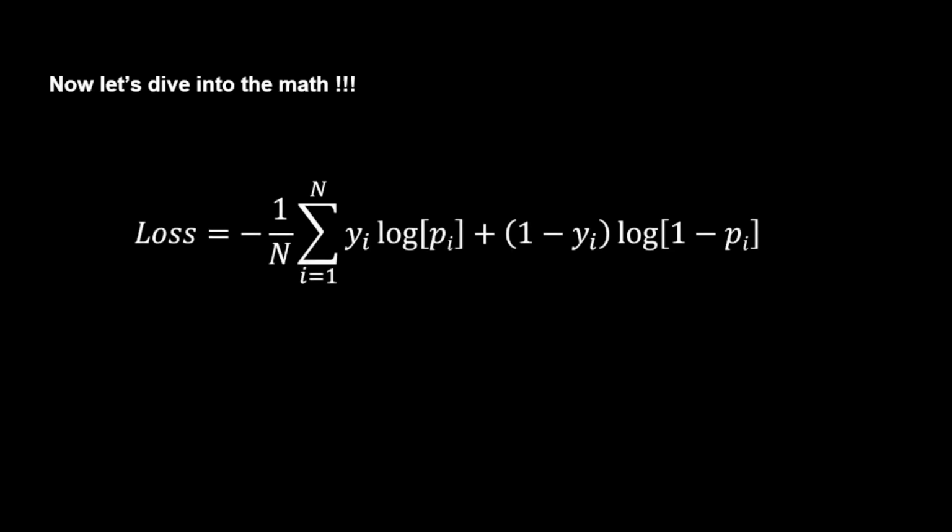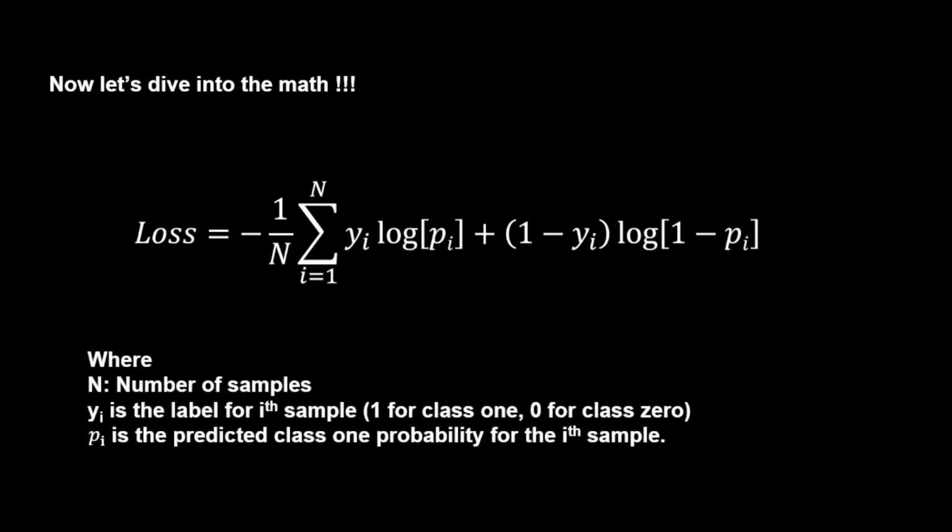Now let's dive into the math. The equation of this loss function can be written as shown here, where n is the number of samples, yi is the label for the ith sample, which is 1 for class 1 and 0 for class 0, and pi is the predicted class 1 probability for the ith sample. In our previous example, class 1 refers to the green class and class 0 refers to the red class.